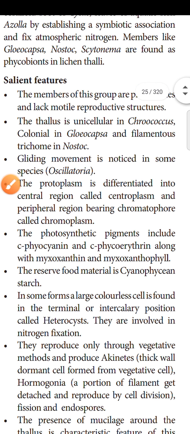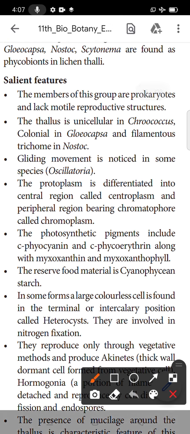The next one is the general salient features. The members of the group are prokaryotic and lack motile structures. Motile means movement from one place to another place; they lack flagella and reproductive structures. The thallus is unicellular in Chroococcus, colonial in Gloeocapsa, and filamentous with a trichome in Nostoc. Gliding movement is noticed in some species, such as Oscillatoria.